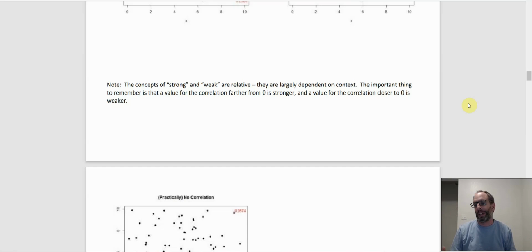That doesn't really work. It's so context dependent. It would be nice if that existed, right? If there were these thresholds where you go, anything above this is strong, no matter what the variables are, but it doesn't really work that well to try to say things like that.